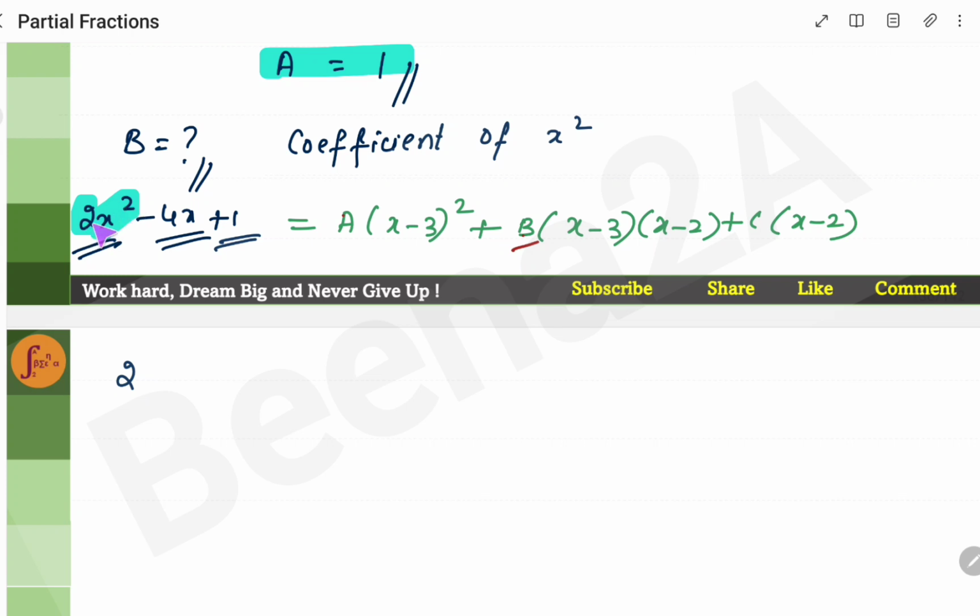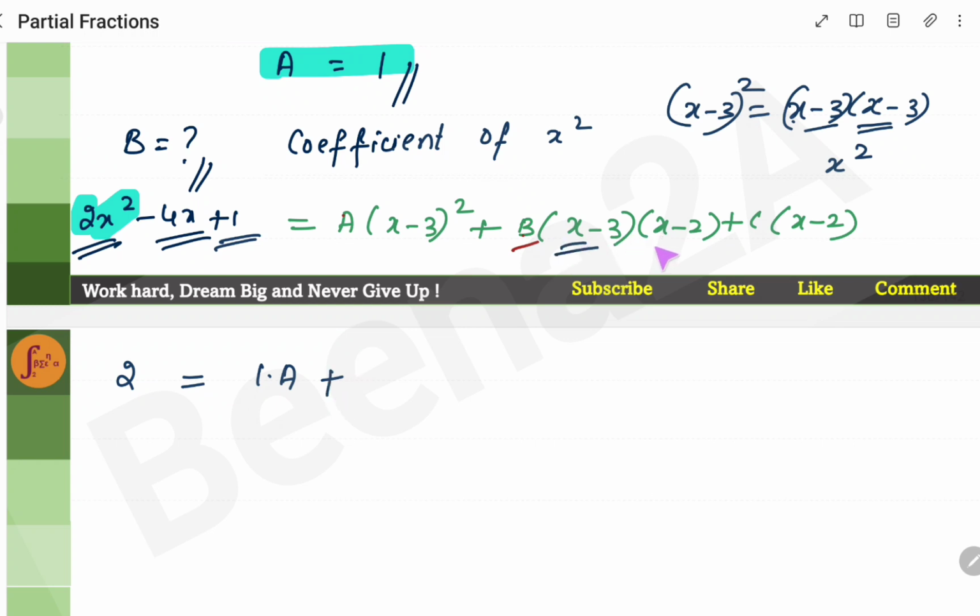The number next to x square is 2, which is equal to, now here this is nothing but x minus 3 into x minus 3, right? x minus 3 the whole square is x minus 3 into x minus 3, correct? So when I multiply x and x, I'll get x square. What is the number next to x square? There's nothing. It means 1. 1 into a. Now here again when I multiply x and x, you'll get x square, right? And the coefficient would be 1. So 1b, and here there is no x square term. So it will be 0c.